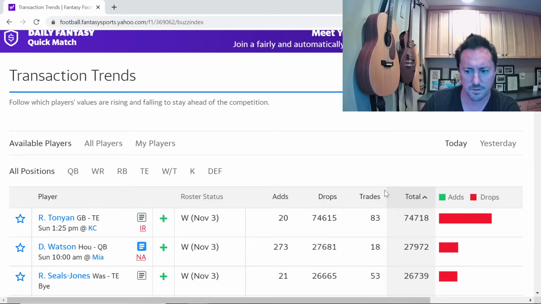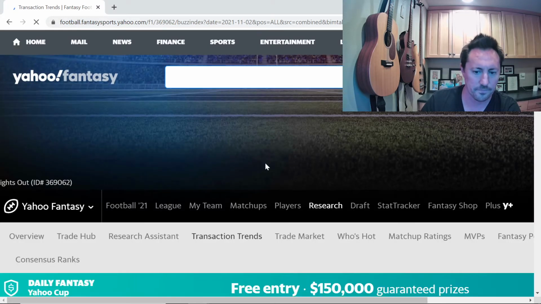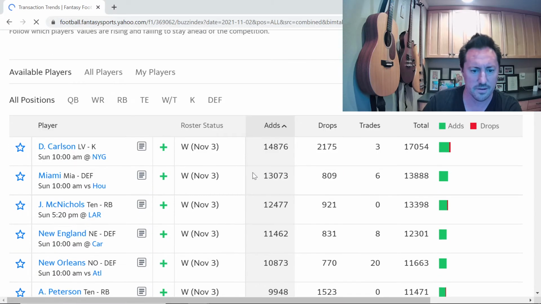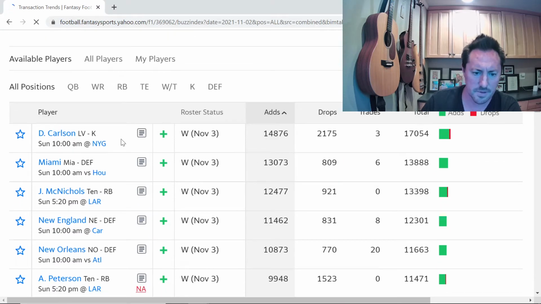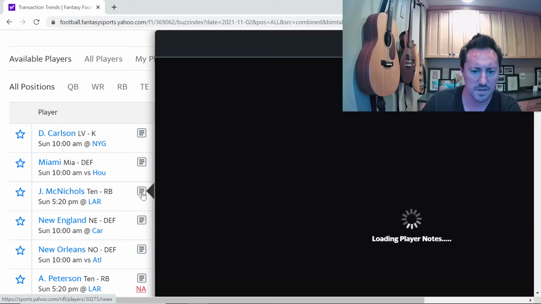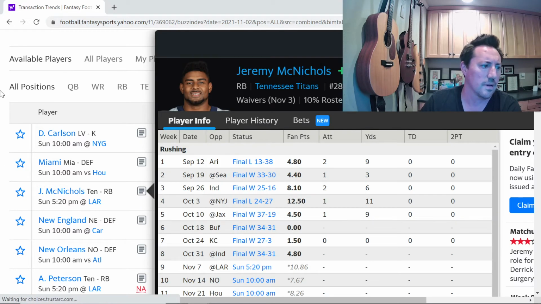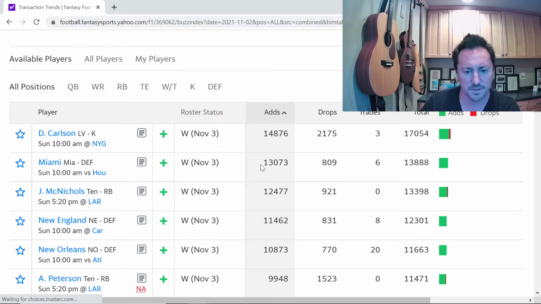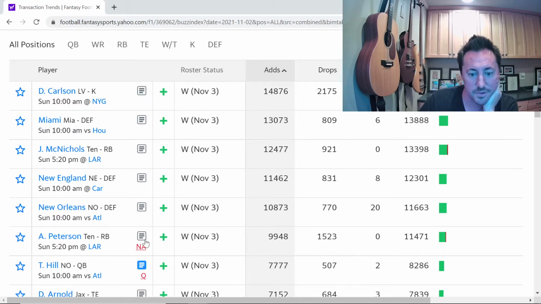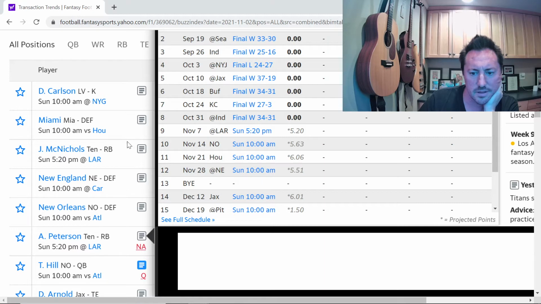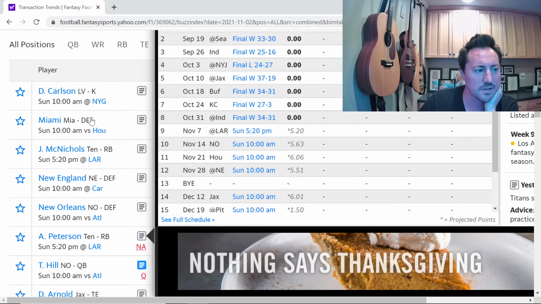So what you can do is click on where it says adds, and it'll sort it by that. And you can see kickers are being added. Miami defense. We see this guy, Jeremy McNichols. Jeremy McNichols is the running back for Tennessee. So Tennessee's had a big issue where their running back, Derrick Henry, is probably out for the rest of the season. They've also worked out Adrian Peterson, and they've added him to their practice squad, I think.